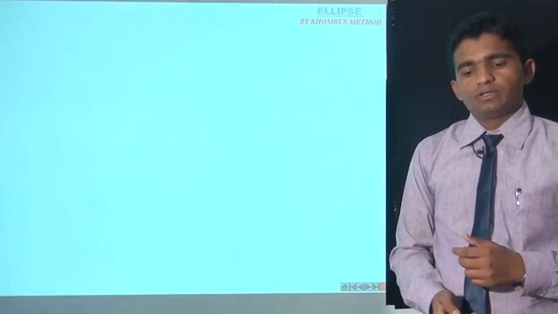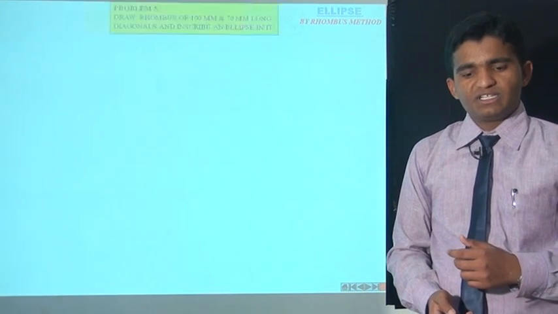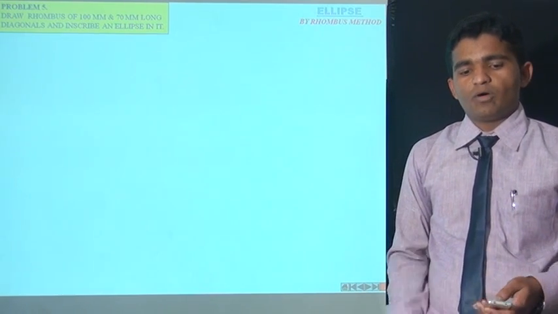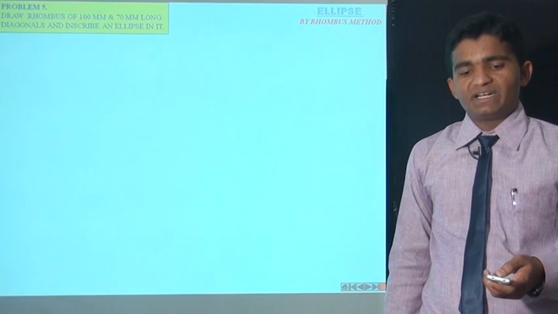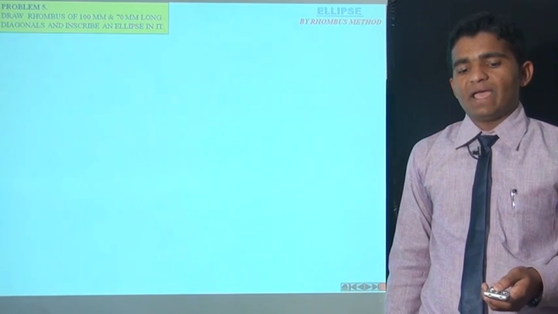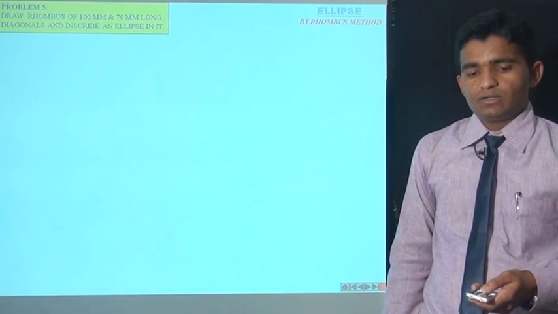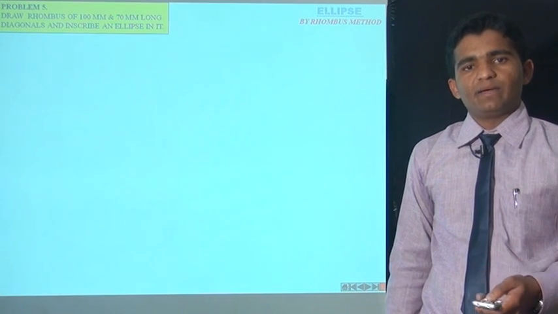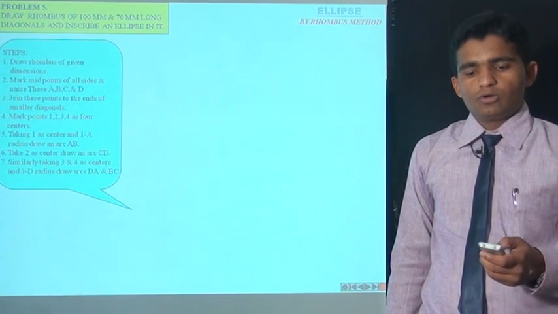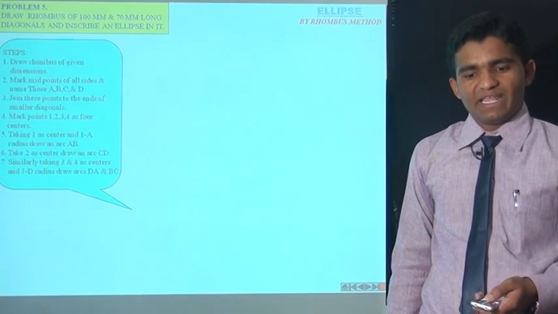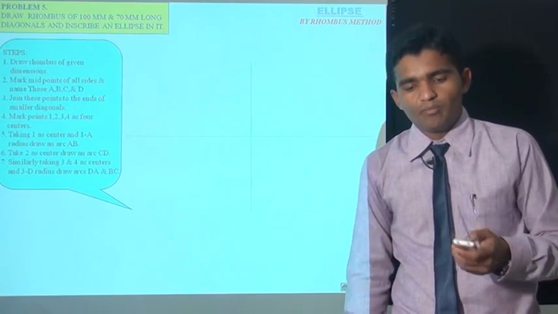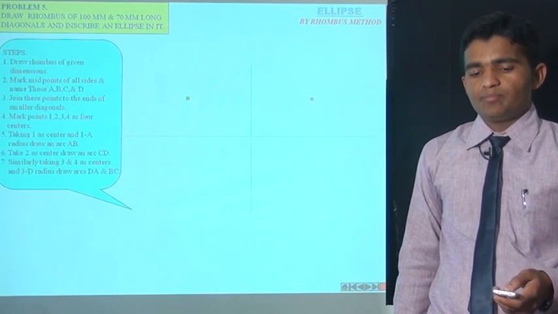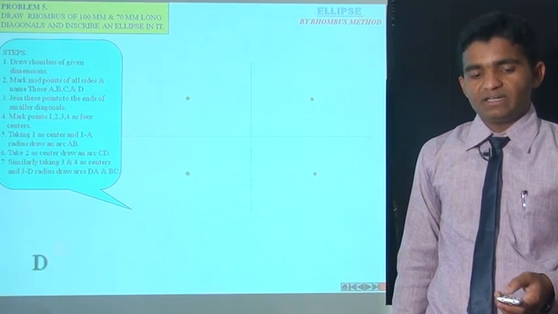Now let's move on to the ellipse by the rhombus method. This is a very simple method of drawing the ellipse. Draw the rhombus of 100 mm and 70 mm long diameter and inscribe an ellipse in it. Consider 100 mm as the major axis and 70 mm as the minor axis. So first of all, draw the rhombus of 100 and 70 mm. After drawing the rhombus, mark the midpoint of all sides and name them A, B, C and D.